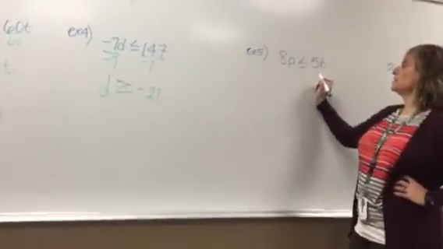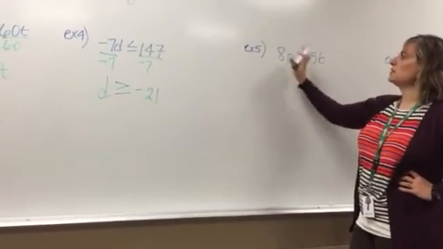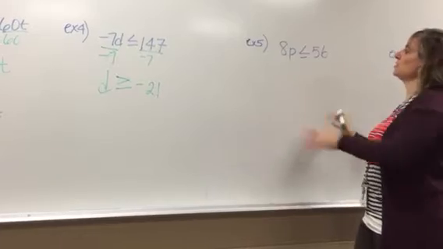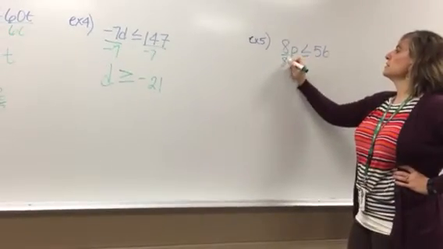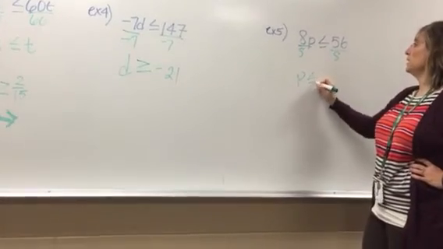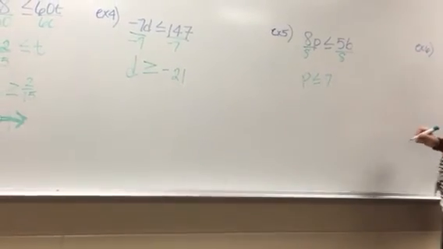I'm not going to keep graphing. 8p is less than 56. What's happening to p? There's no addition or subtraction to take care of. There's no like terms, so I can just divide, which is the opposite of multiplication, by 8, and I get p is less than or equal to 7.